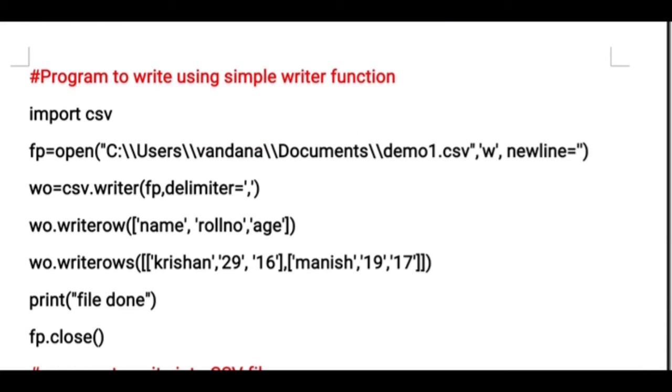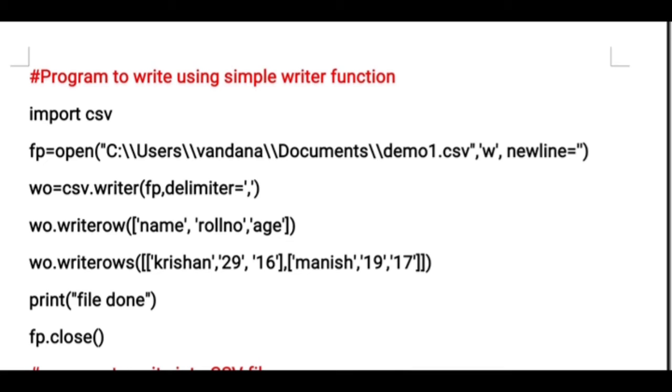Now, this is the simple program to write using a simple writer function. First of all, what we need to do: I have used import csv. This is the module. Then fp, which is a file pointer. Then the open function. This is the path of my file, demo1.csv. Now, in which mode am I writing it? I am writing in the w mode, that is the write mode. So newline is blank. So wo here is a writer object, the particular object through which we are writing into that CSV file.